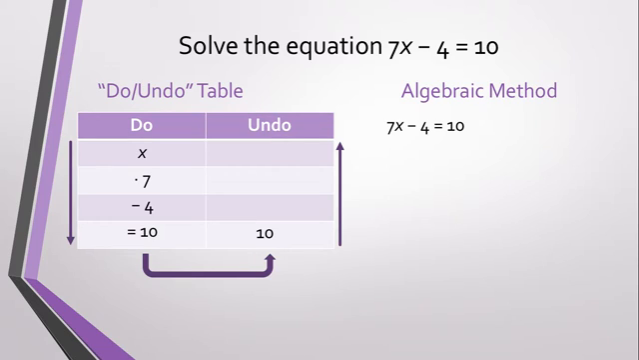So we start off with 10, and to undo subtracting 4, we add 4, and we get 14. Then to undo the multiplication of 7, we divide by 7. 14 divided by 7 is 2. X equals 2.